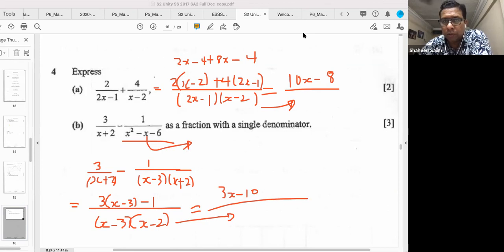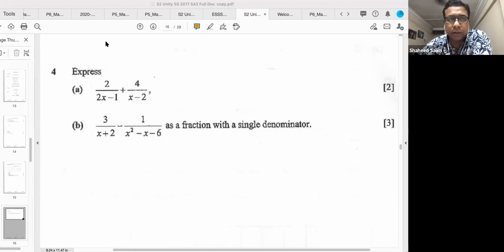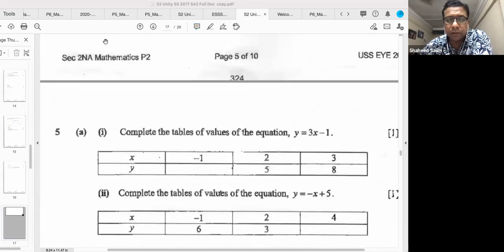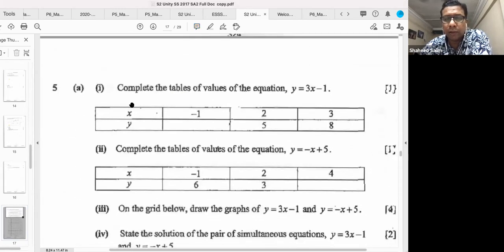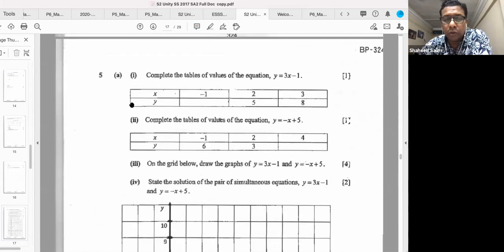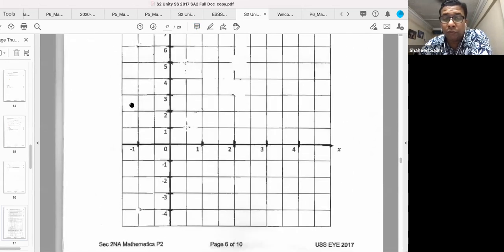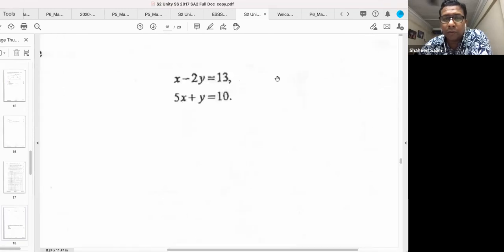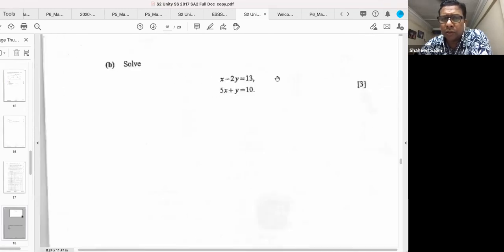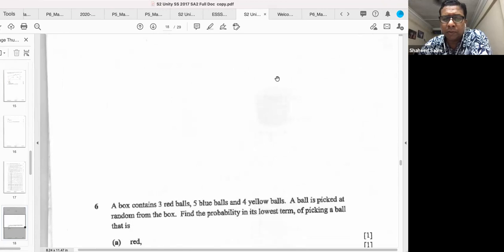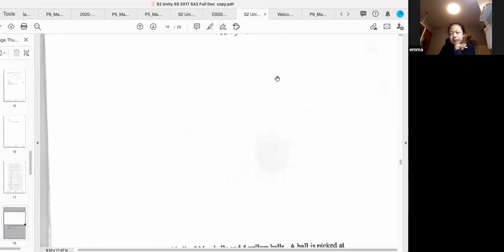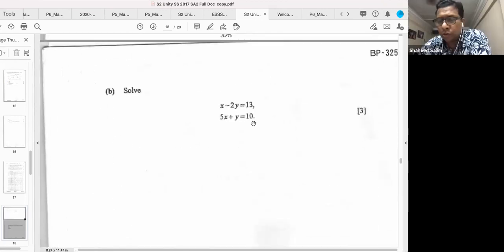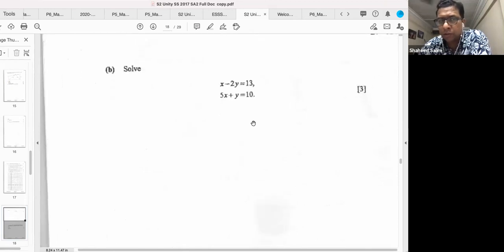So that's good, Emma. So we do one more question. Maybe this one, the graph, you can do before the next session. I don't think they will ask you to do this tomorrow. Yeah, we do this one. You know how to do this one? Simultaneous equations.